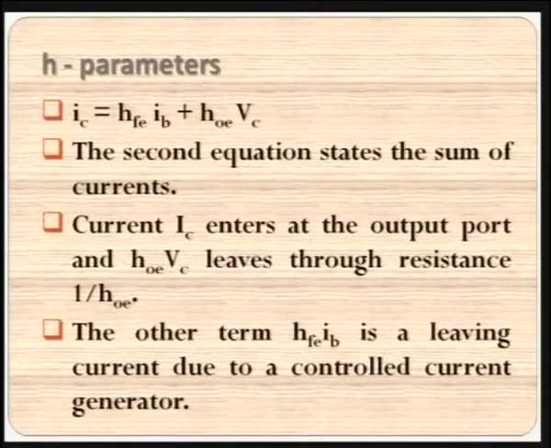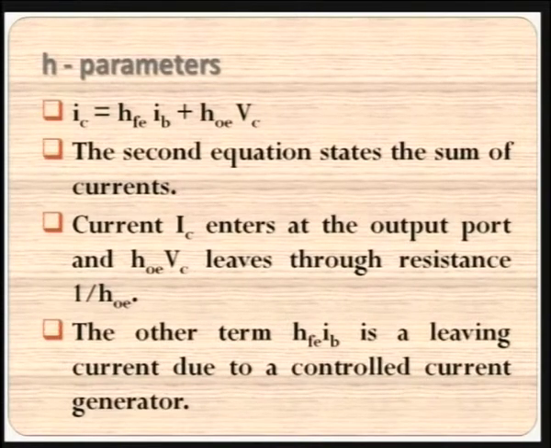Now we will get the interpretation for the second equation, which has the current on the left hand side. This is the equation: IC is equal to HFE IB plus HOE VC. The second equation states the sum of currents. The current IC enters at the output port and HOE VC leaves through the resistance, which is 1 divided by HOE.